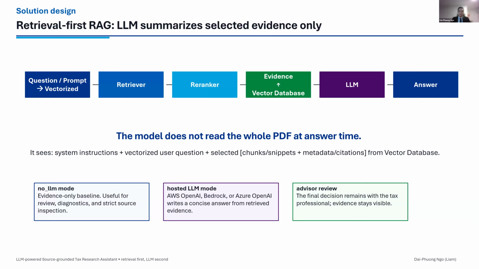This means the LM does not read the full PDF directly each time. It receives a much smaller prompt containing the system's instruction, the question, selected evidence chunks, and the metadata or citations. That is important for both accuracy and cost. It reduces the chances of unsupported answers, and this makes token cost proportional to the selected evidence, not the full document size.